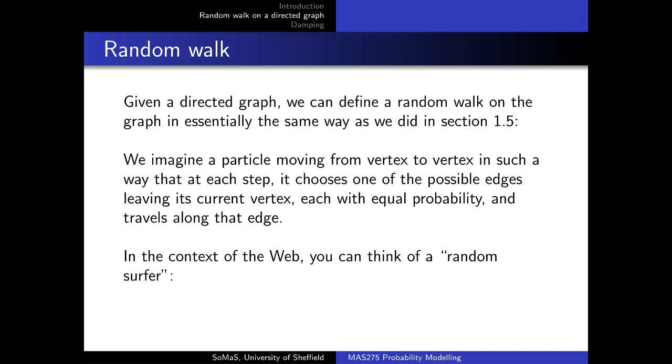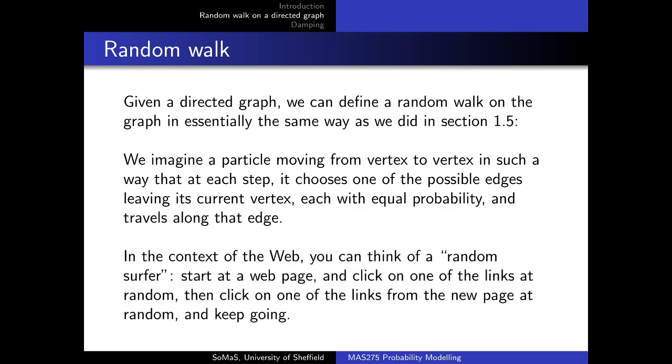in ways which should remind you of things you know. And basically, you follow a path by choosing an outward arrow uniformly when you are at a certain vertex. So choose any of the possible edges, each with the same probability, and then travel along it. You can think of it as a random surfer. That's a good way of thinking of it.